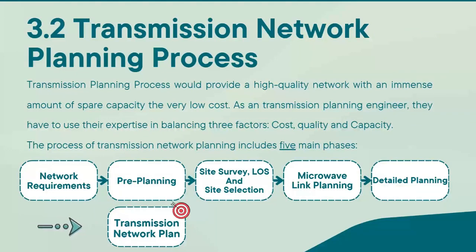Generally, the process of transmission network planning includes 5 main parts before the final plan is generated. As shown in the below figure, you can see the first part is about the network requirement. The second is about pre-planning. Third is about the site survey, LOS, and site selection. Fourth is about the microwave link planning, and the last one is about the detailed planning. So let's take a look at the first part about the network requirement.